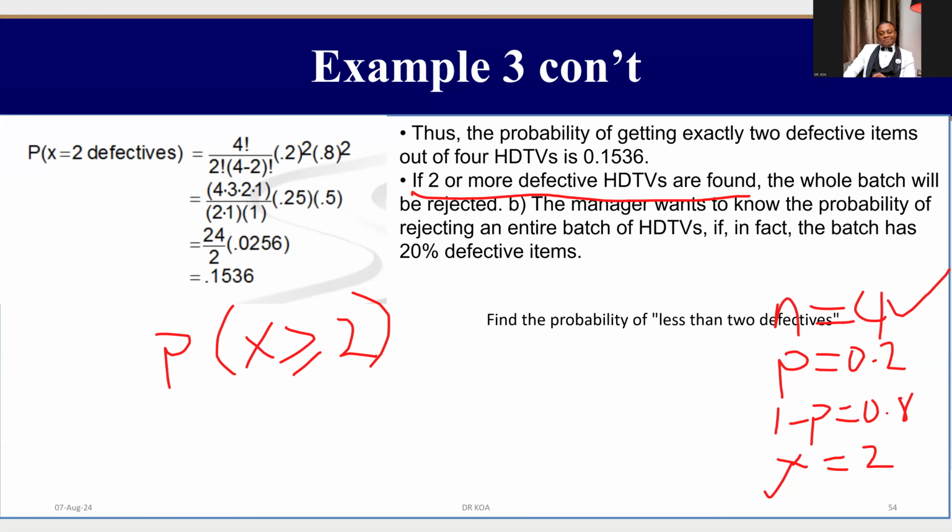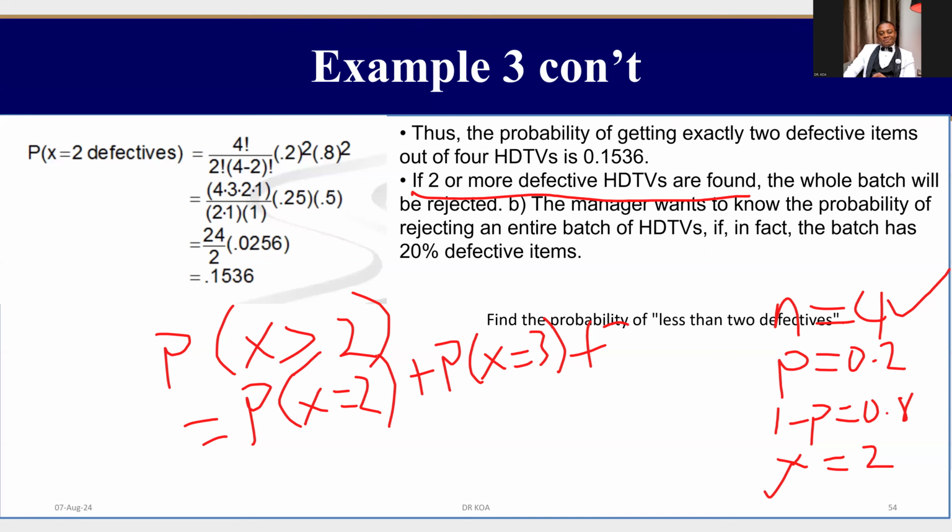So what this means is that we have to find the probability that X is actually 2, then add that to the probability that X is actually 3, add that to the probability that X is actually 4. That's it. And that will take a very long time too. But you know that the sum of probability is equal to what number?